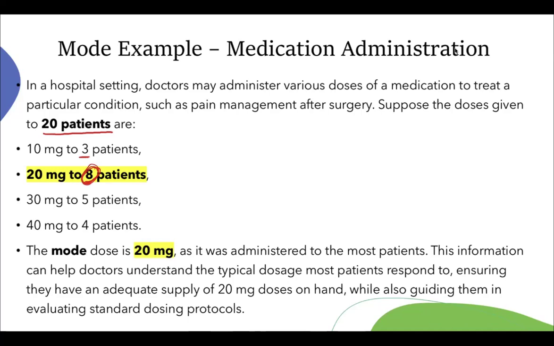So this information can help doctors understand the typical dosage most patients respond to. That's what a measure of central tendency is trying to analyze. Typical. Ensuring that they have adequate supply for 20 milligram doses on hand while also guiding them in evaluating standard dosing protocols.